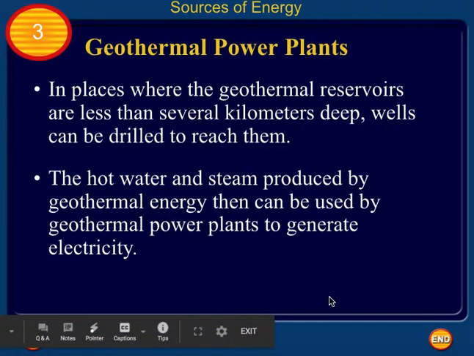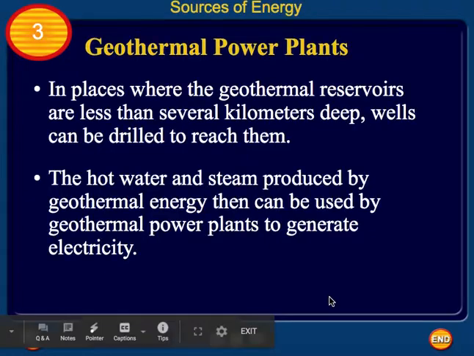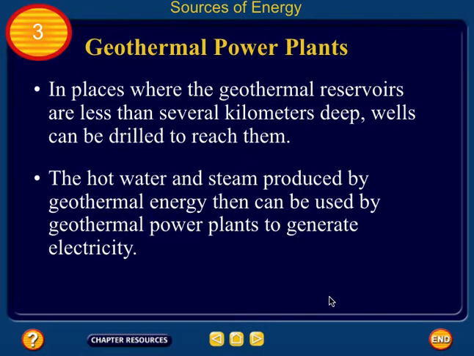Geothermal power plants. In places where the geothermal reservoirs are less than several kilometers deep, wells can be drilled to reach them. The hot water and steam produced by geothermal energy can be used by geothermal power plants like the one shown in figure 21 to generate electricity. Most geothermal reservoirs contain hot water under high pressure. Figure 22 shows how these reservoirs can be used to generate electricity.